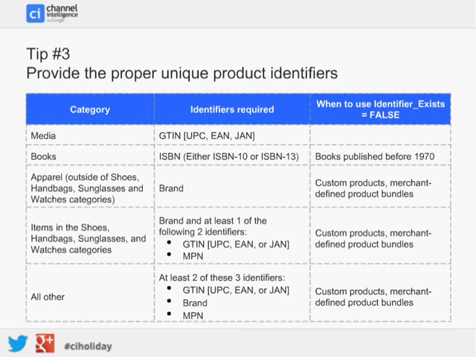for today's webinar. So, for example, with media, you're required to have a GTIN, and there are different kinds of GTINs that can be required based on what kind of media it is. Books must always have the ISBN unless they were published before, it looks like, 1970. So there are a lot of little caveats that you need to understand for each category of product that you might be selling. Apparel always needs a brand unless it's a custom product. Items in shoes, handbags, sunglasses, watches have to have a combination of different identifiers, and so on.